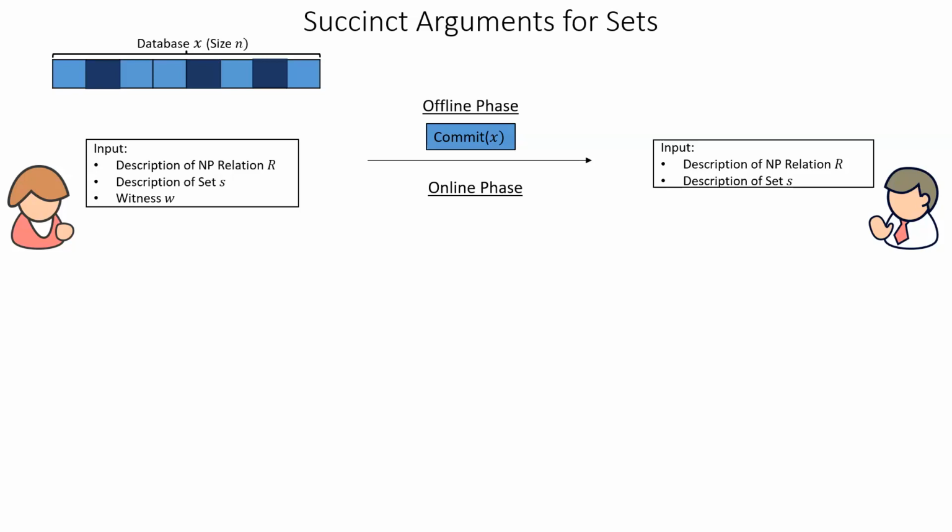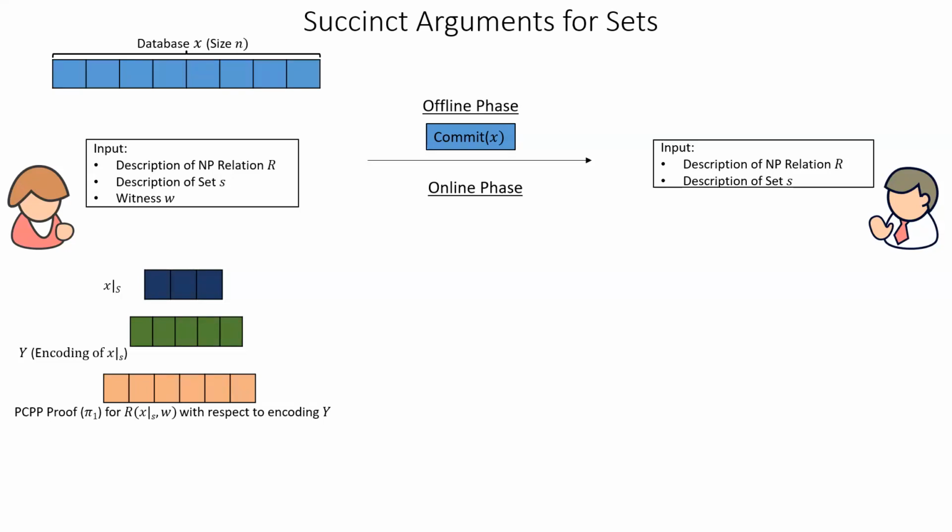So the bits that are darkened represent the set of bits accessed by R. First, the prover computes an encoding of these projected bits, and let Y denote this encoding. Then the prover will generate a PCPP proof with respect to the NP statement that relation R on projected bits and witness W outputs accept. And this PCPP proof is generated with respect to encoding Y.